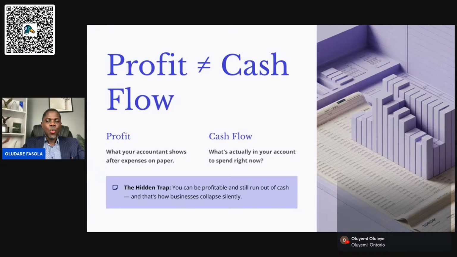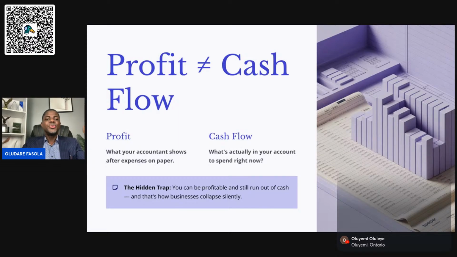Profit is what accountants show you on paper after expenses. When you prepare your financial report, they take the income that comes in from your operations, like the money you make from your daily practice, and subtract whatever expenses: you pay yourself a salary, take some dividend, pay salaries, gas, insurance, other expenses, and account for depreciation of your assets. Whatever is left is what we call profit. Cash flow is what is actually in your account to spend right now.